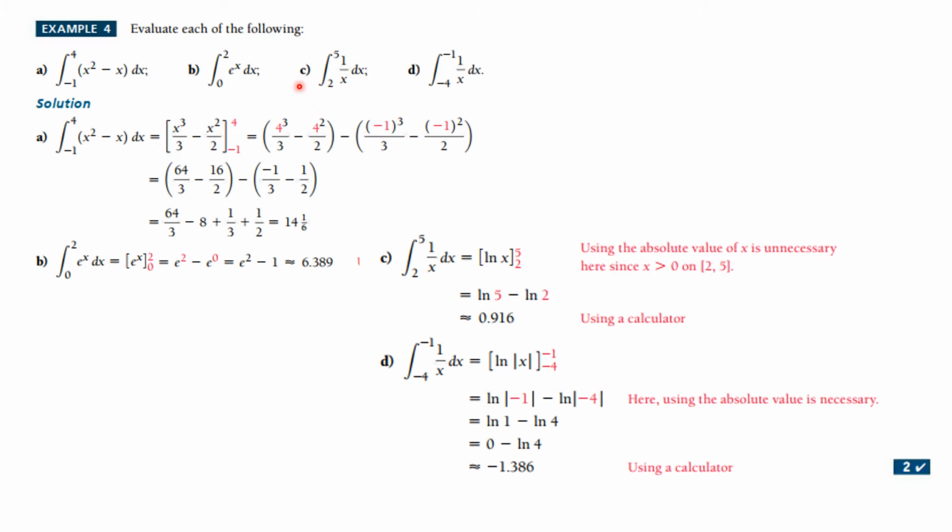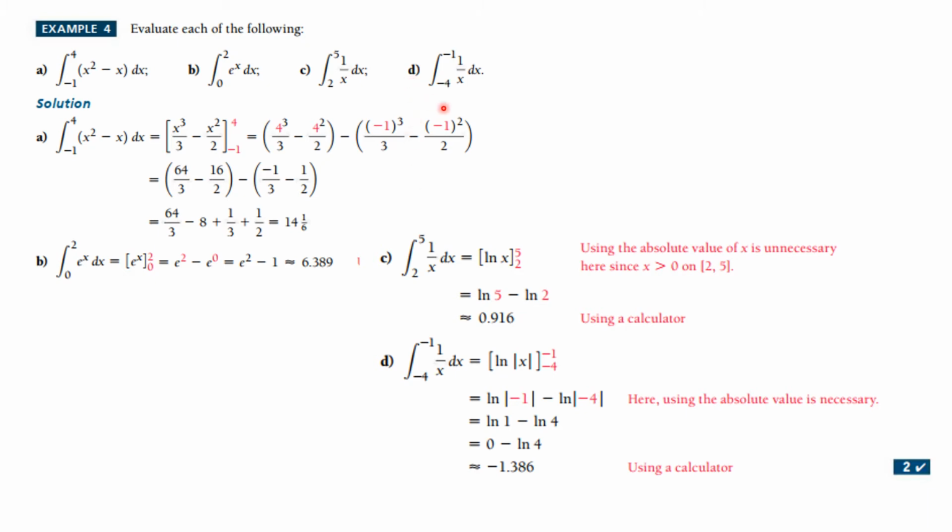Let's look at problem C. This is the definite integral from 2 to 5 of 1 over x dx. You have memorized that the antiderivative of 1 over x is the natural logarithm of x, and I'm evaluating that at 5 and then at 2. So I put in the 5, I get ln of 5 minus ln of 2. Now this is the exact answer. If you plug that into a calculator, you find out this is approximately what it is. But this, again, is exact.